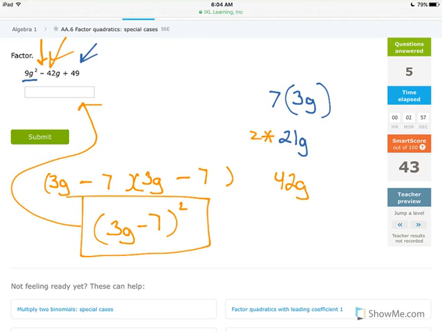And that's all the notes and examples for this module. This was Algebra 1, AA.6, factoring quadratics, but using special factoring patterns.